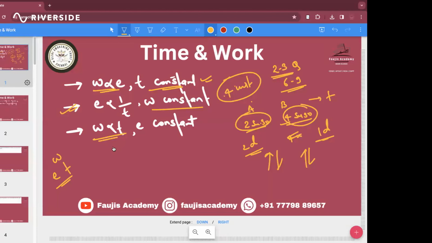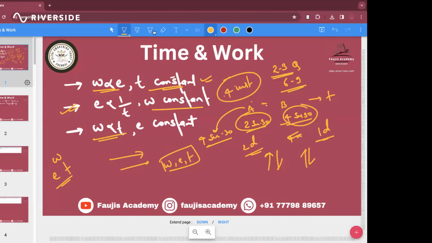And work is directly proportional to T. Even in this case, let's assume that A was also able to charge four Su 30 batteries. In that case, for A and B, the efficiency is constant. So how much work they will be doing depends on their time: more work, more time. I hope you understood the relationship between work, efficiency, and time, and how it works out.